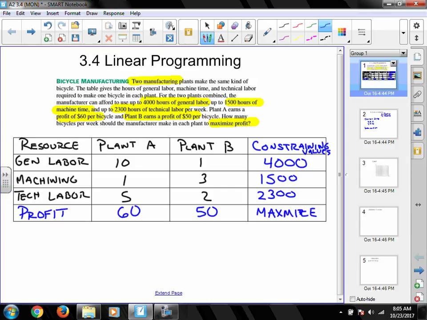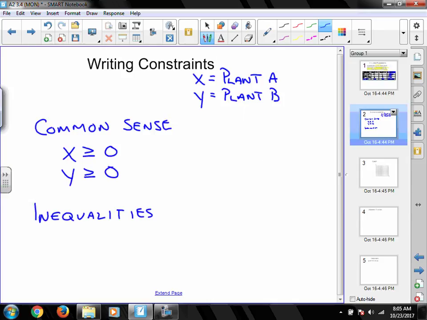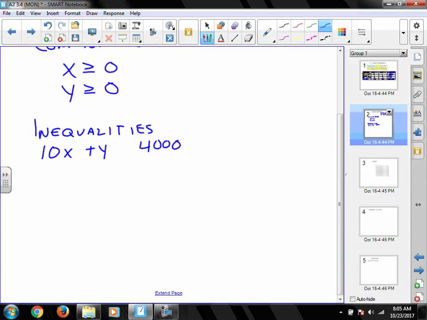So my first one, dealing with general labor. 10 hours, 1 hour, 4,000 hours. I'm going to turn that into the inequality 10x plus y, and I've got to keep that 4,000 hours. Now, my question to myself is, am I going to use more than 4,000 hours or less than 4,000 hours? Well, I need to use less than 4,000 hours because that's the maximum that I can use.